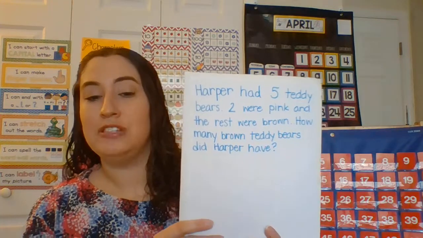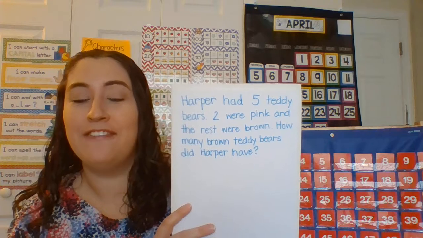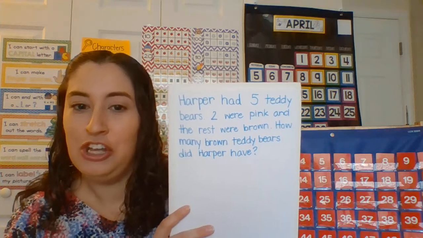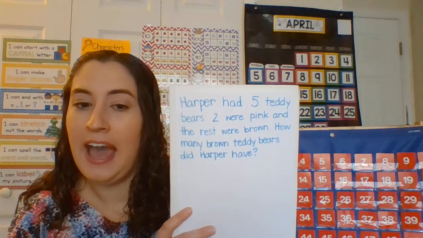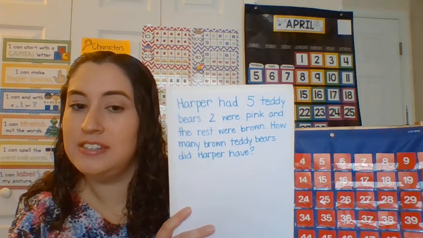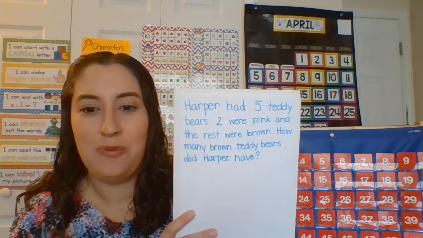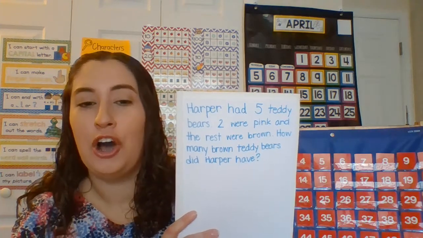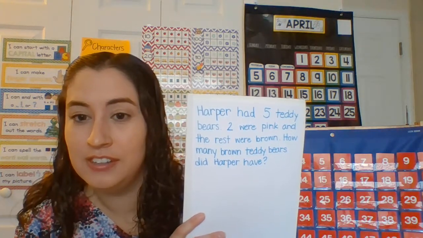Our math problem for today, friends. Harper had 5 teddy bears. 2 were pink and the rest were brown. How many brown teddy bears did Harper have? Now I'm going to say that one more time. Harper had 5 teddy bears. How many teddy bears did she have?